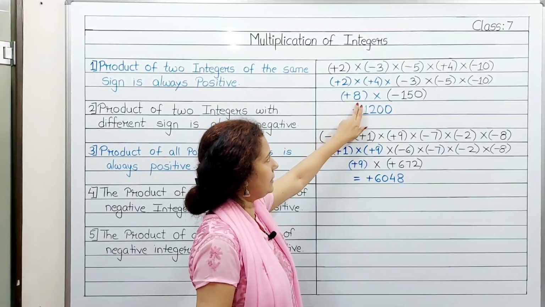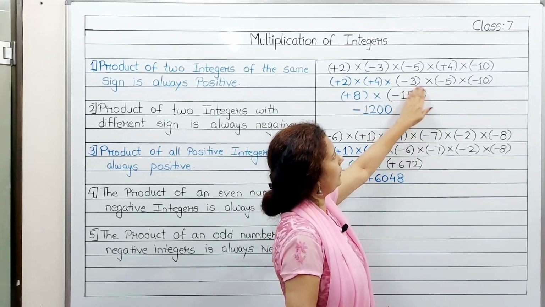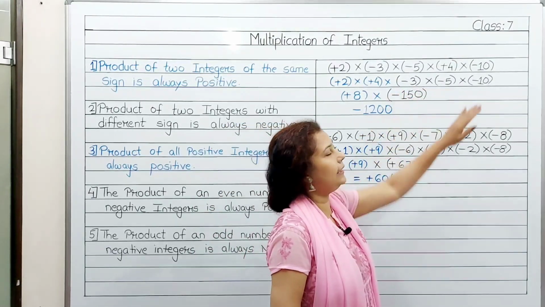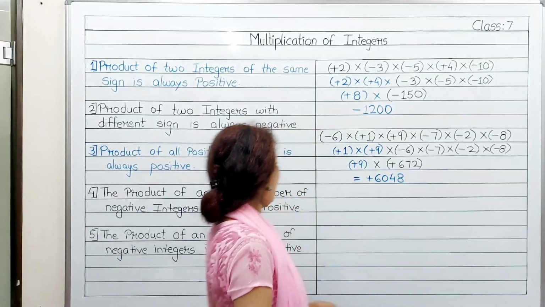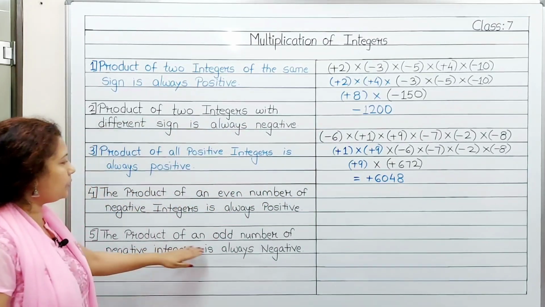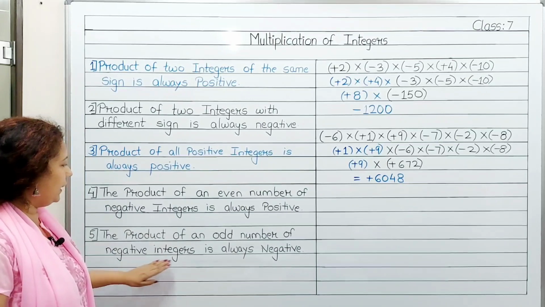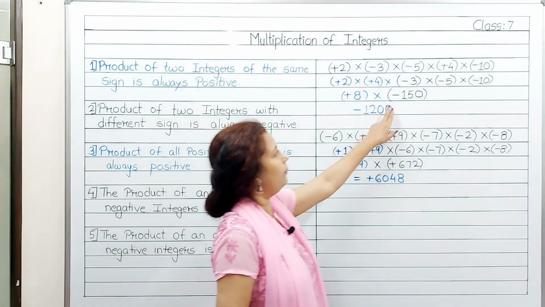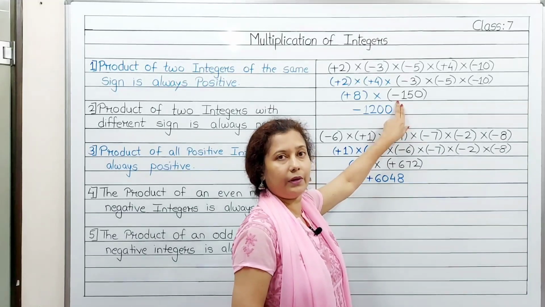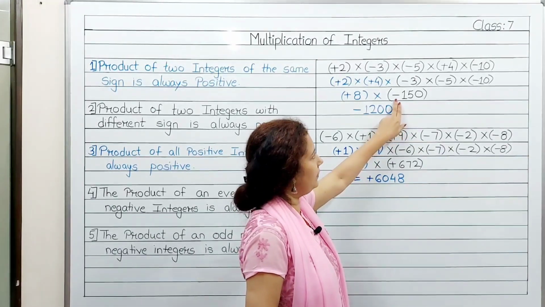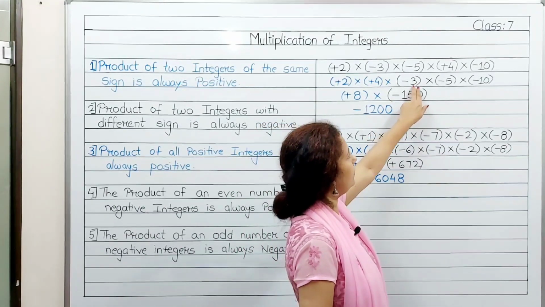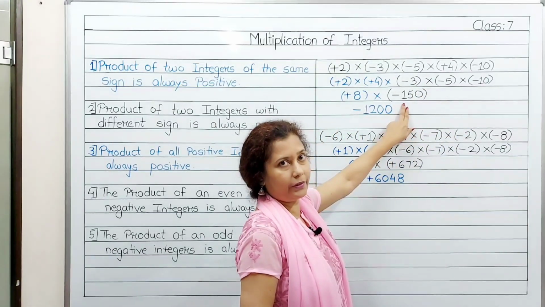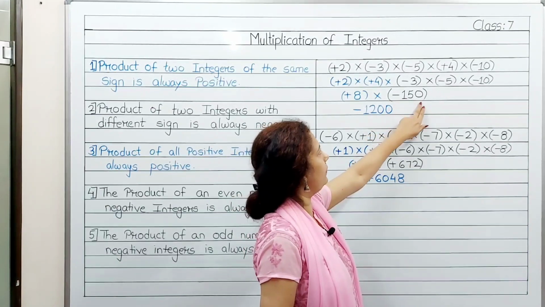So plus 8. Now we will multiply all the negative integers. Now here there are 3 negative integers present, and the rule is the product of an odd number of negative integers is always negative. So here the product will be negative. So we will write minus. We will multiply 3 into 5 into 10. The product is 150. So minus 150.